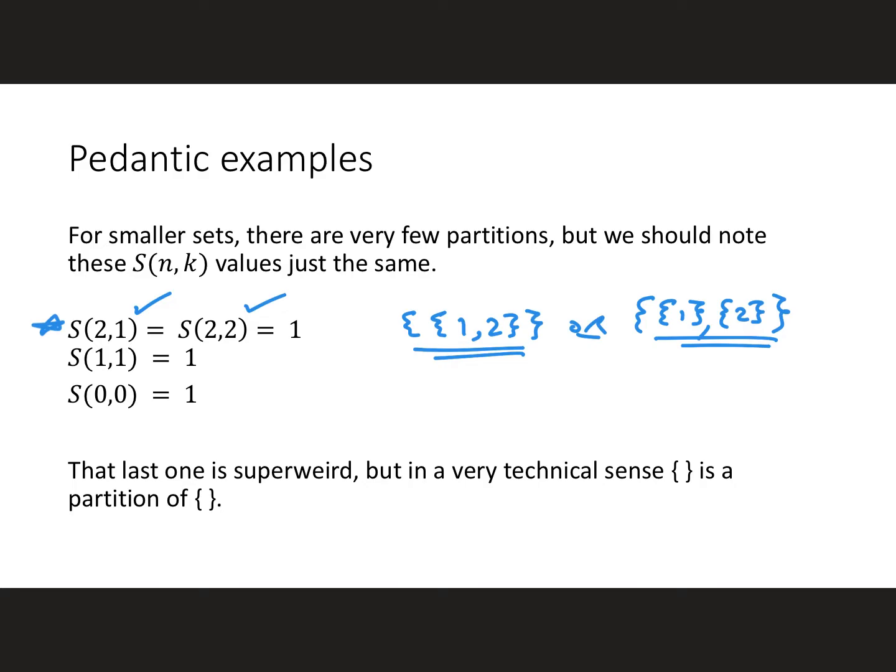This one is not too hard to see: if you only have a one-element set, then the only possibility is just to make that one person their own group. So there's only one way to do that, and it has one part.